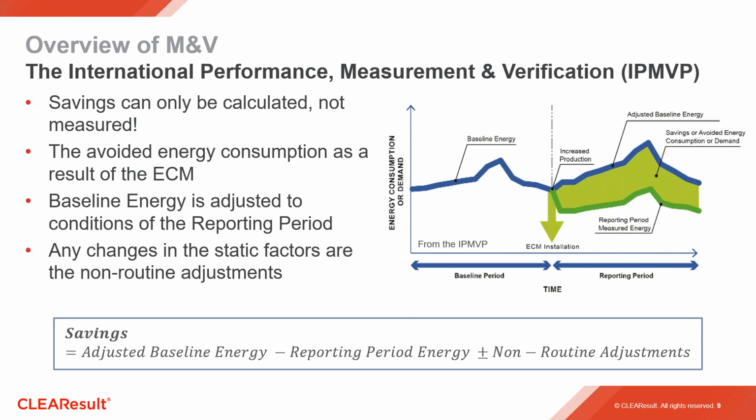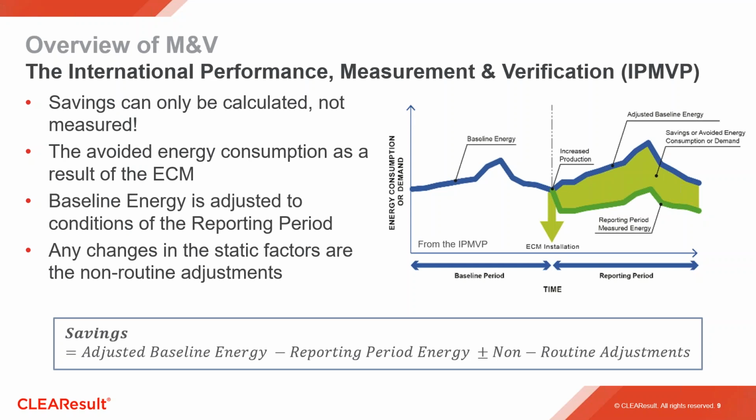Savings are calculated by comparing the facility's baseline energy and the reporting period energy while considering any routine and non-routine baseline adjustments based on conditions of the reporting period. Routine adjustments are those that are a result of changes in process-independent variables. An independent variable could be CDD, HDD, flow rate, hours of operation, etc., depending on the project.